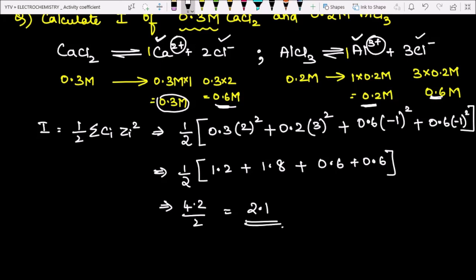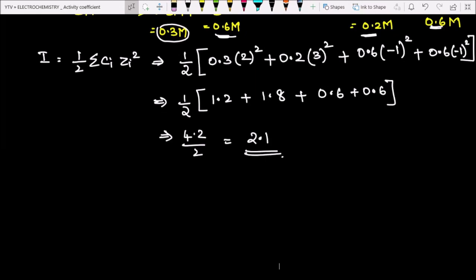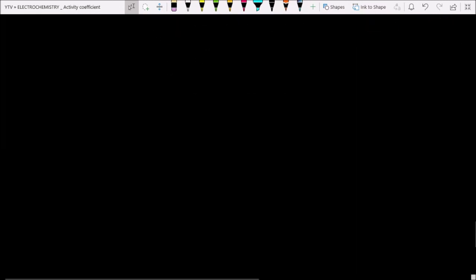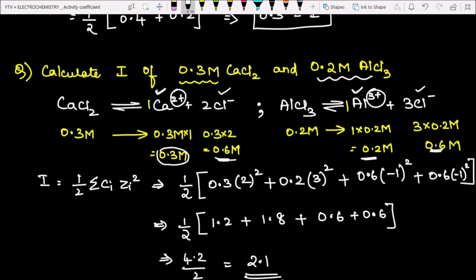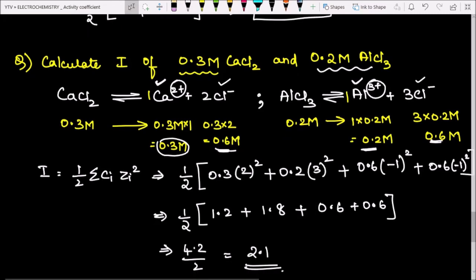Now there is another simple trick to find out this ionic strength. I'll tell you what the trick is. Every time you don't have to apply this formula. If it is a mixture, then definitely you have to apply this formula and find out. But for simpler salts, there is one more way of finding it out.